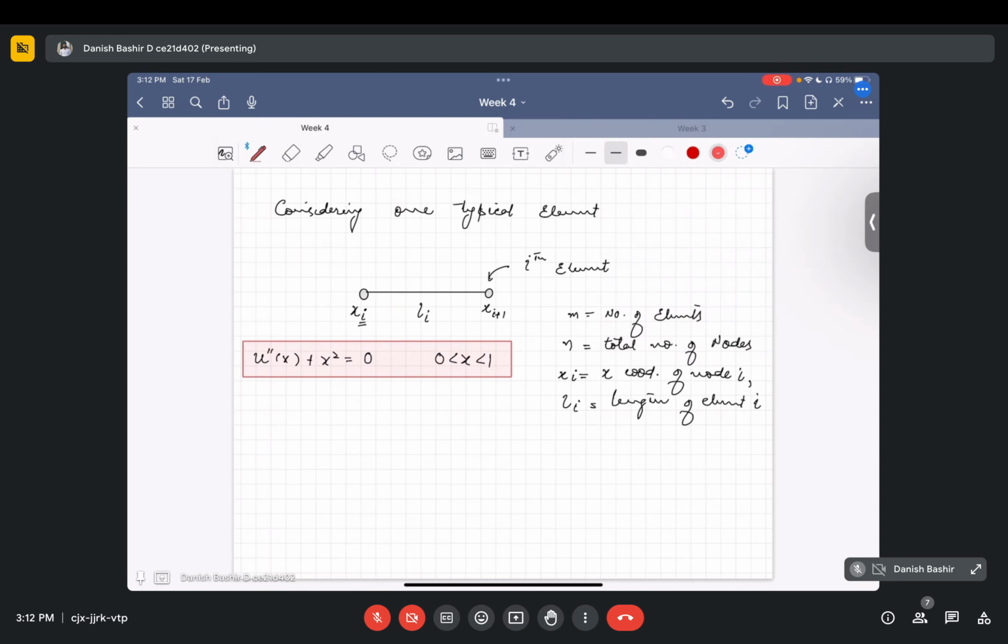We have these boundary conditions: u of 0 is equal to 1, and another boundary condition, the natural boundary condition, u dash of 1 plus 2u of 1 is equal to 1. So these are the two boundary conditions that this governing differential equation has to satisfy.